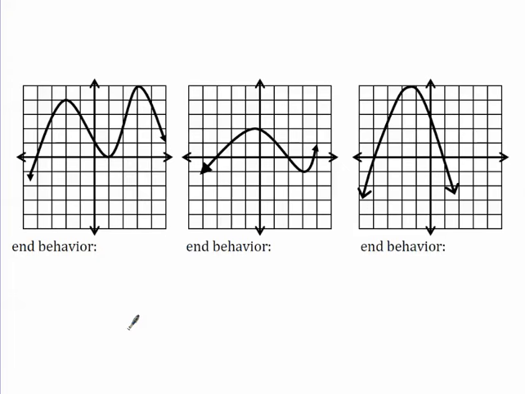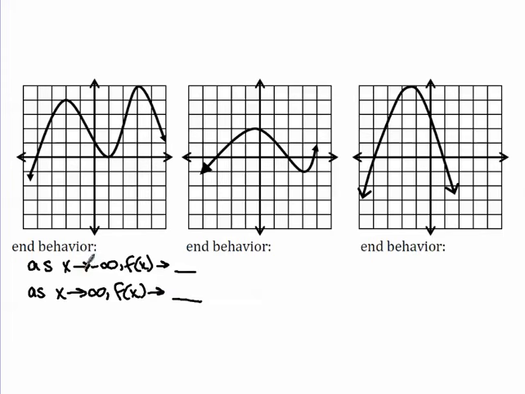Now for end behavior, we are looking at what happens at the ends of the function. There is a specific way that we write that, and this part is going to be the same for almost all of the end behavior problems that we do this year. Later in the year, we'll get to a couple situations where it's slightly different. But you want to say, as x approaches negative infinity, f of x approaches blank, and as x approaches positive infinity, f of x approaches blank.